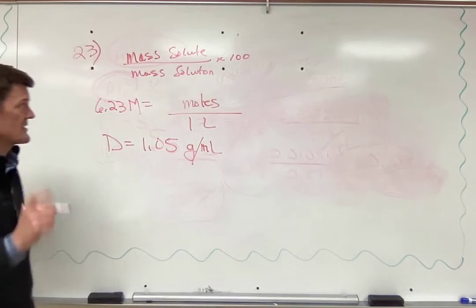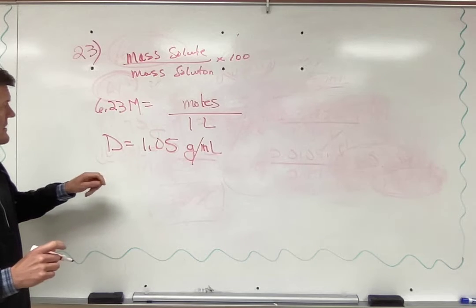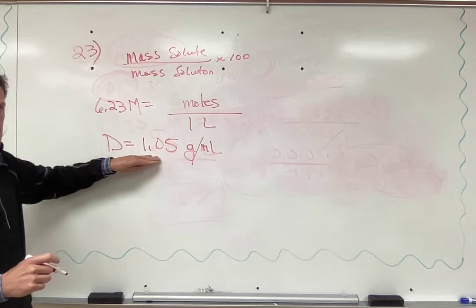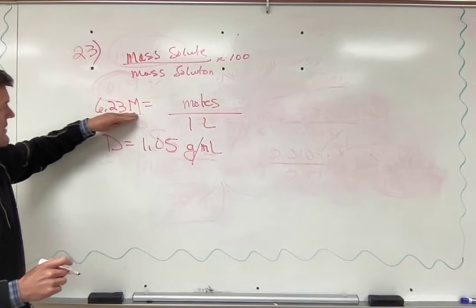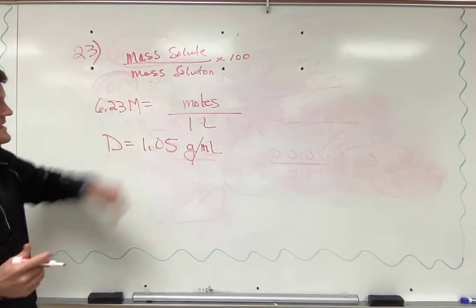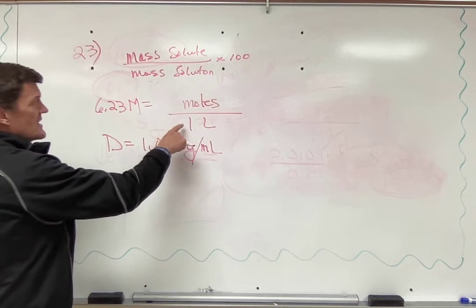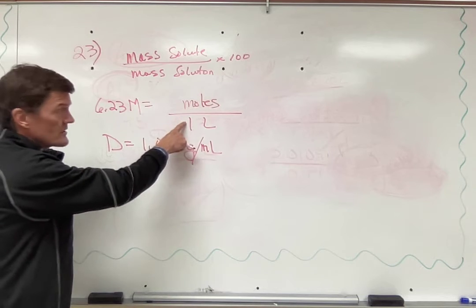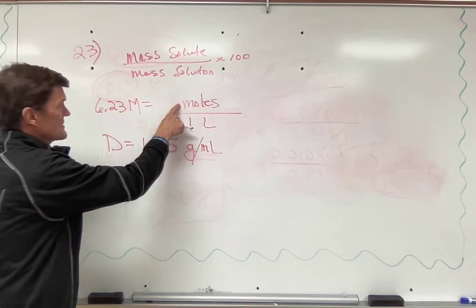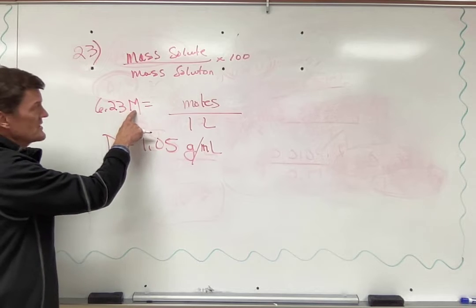Okay, so let's see what we have here. If you look at this, this is the molarity, and this is the density. Let's look at the units. Molarity is moles per liter. Okay? So what does that mean? It means that in 1 liter, you have 6.23 moles, because that's what the molarity is. It's 6.23 moles per liter.